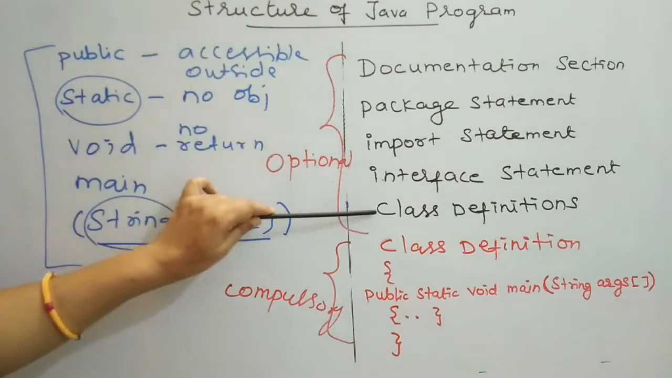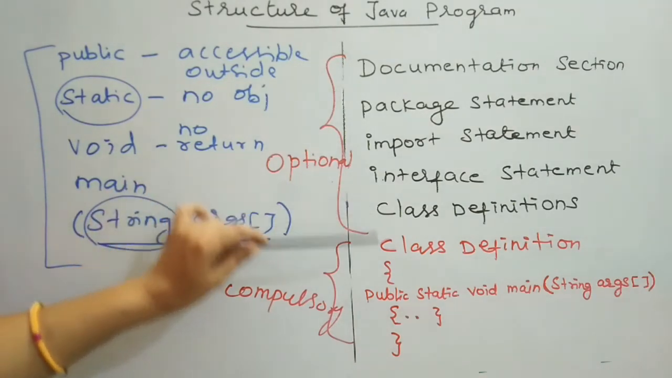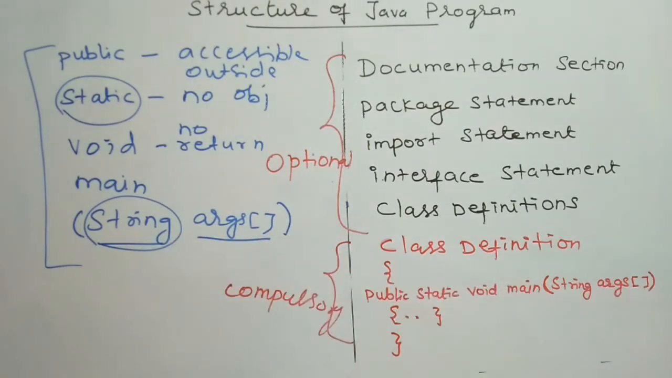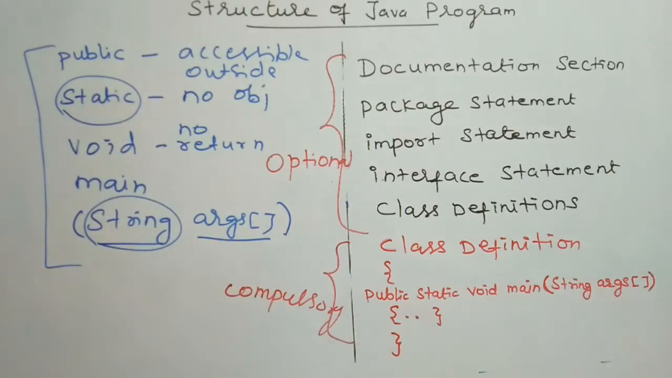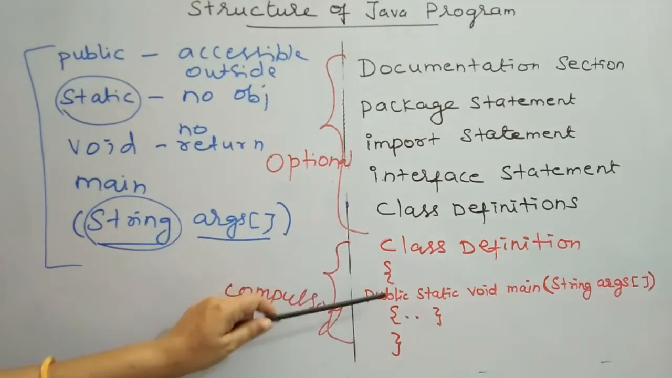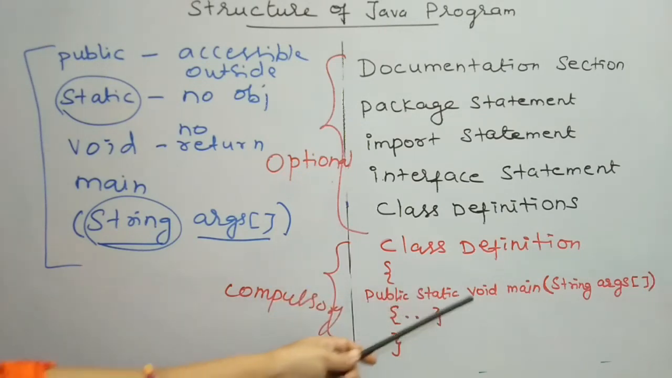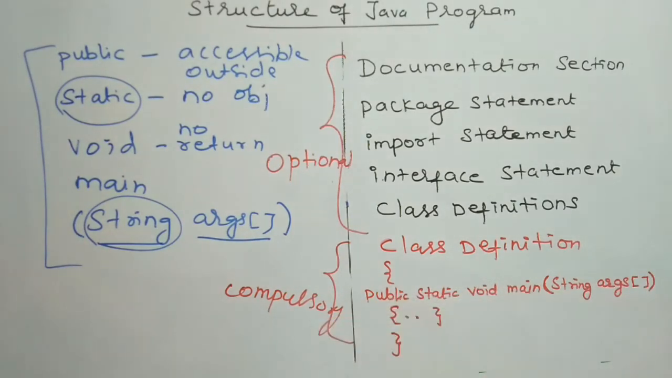Okay, so in our Java program, we can have any number of class definitions. Among the class definitions, one class definition should contain this main method. Okay, so this is the compulsory part. In your Java program, you should have at least one class definition. The signature for this main method is: public, accessible outside; static, don't need any object to invoke this method; void, it does not return anything; then the name of the function. To this function, I can pass an array of string arguments. So this is the structure of your Java program.